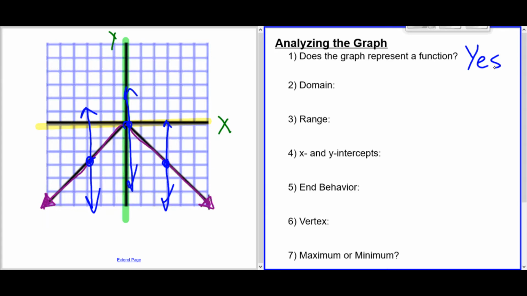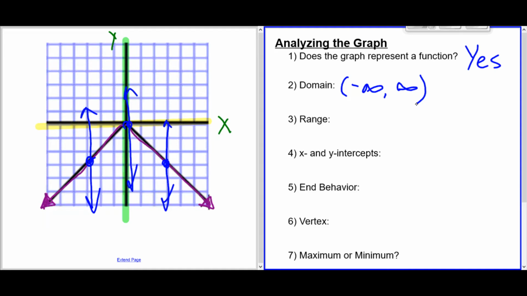The next part, domain. We should be familiar with domain. We saw this with linear. There's no restriction on what my x could be because the end arrows tell me it goes on forever. So since this is a function, I know that my domain here is all real numbers because both ends of the graph continue on forever. So the domain, all real numbers. Remember, we say negative infinity to infinity. So the whole x-axis.